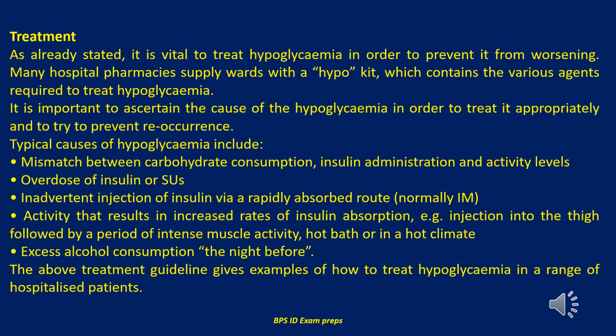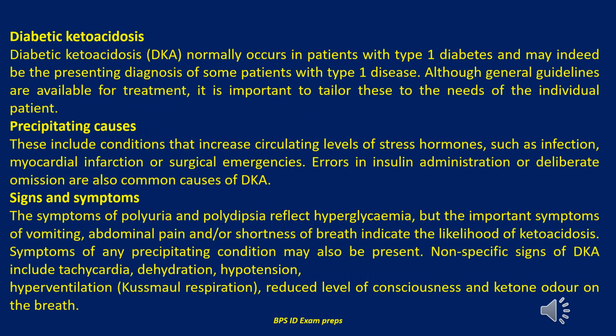5. Excess alcohol consumption, the night before. The above treatment guideline gives examples of how to treat hypoglycemia in a range of hospitalized patients. We will now progress to diabetic ketoacidosis.